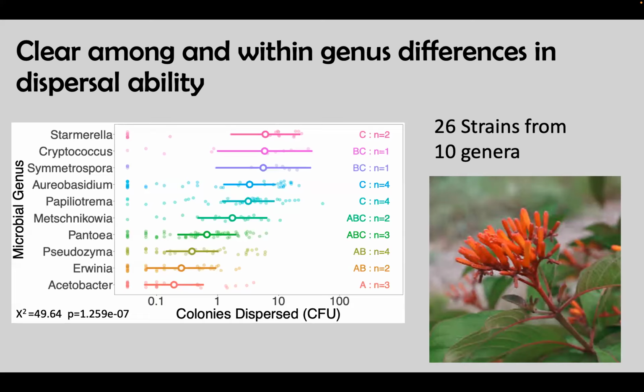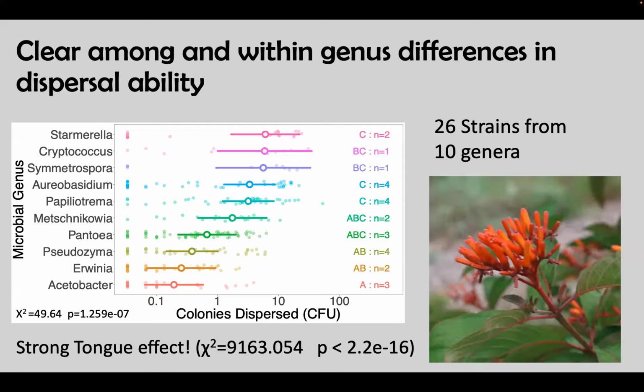And then we did this dispersal assay, and it was cool. There are actual differences. This is the number of CFUs dispersed by different genera, and each of the points is a replicate for a strain. I think we have like 5 or 6 replicates per strain. But the clear effect here is that there's big variation among genera, but also within genera, strains differ from each other. So it seems like there's all kinds of variation that could be exploited in building dispersal models of these microbes.